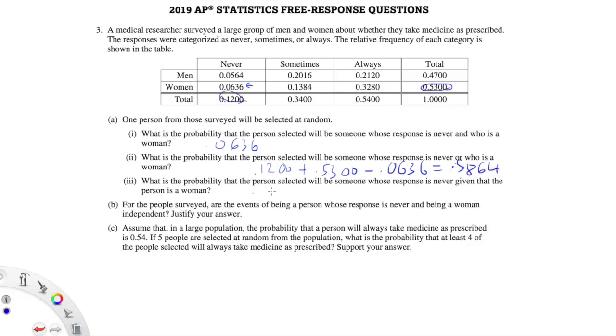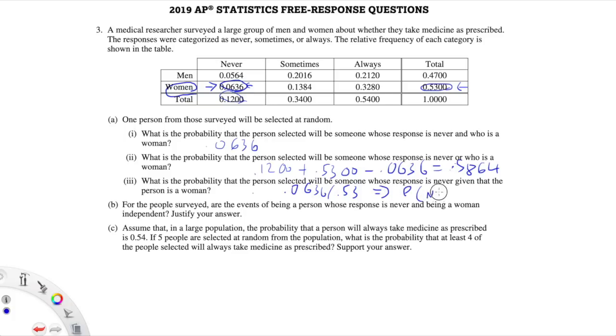Great, and then what is the probability that the person selected will be someone whose response is never, given that they're a woman? So now it's given that we're in this category, what is the probability that the chance will be never? There are two ways to think about this. We could say, well, we're just considering this category, so this is our new total. So it's just going to be the probability of the thing we're looking for over the total. So 0.0636 over 0.53. But if you notice, that also ends up being the equation.